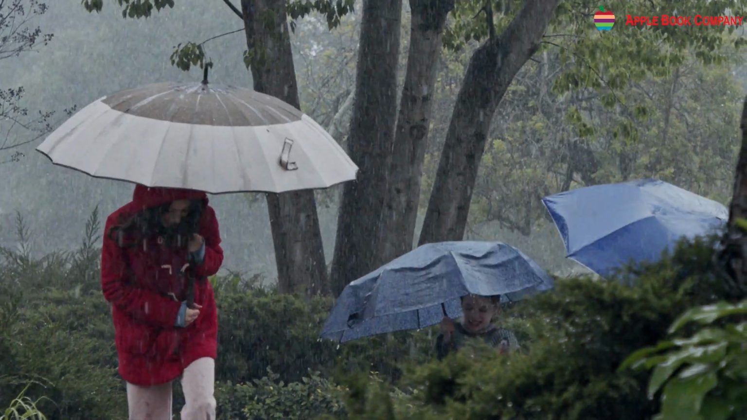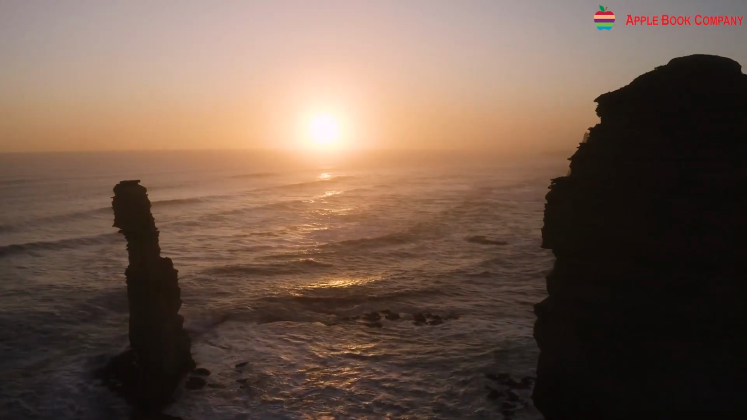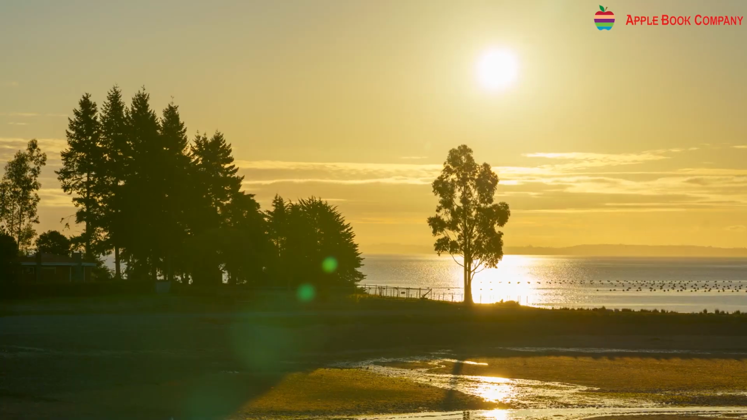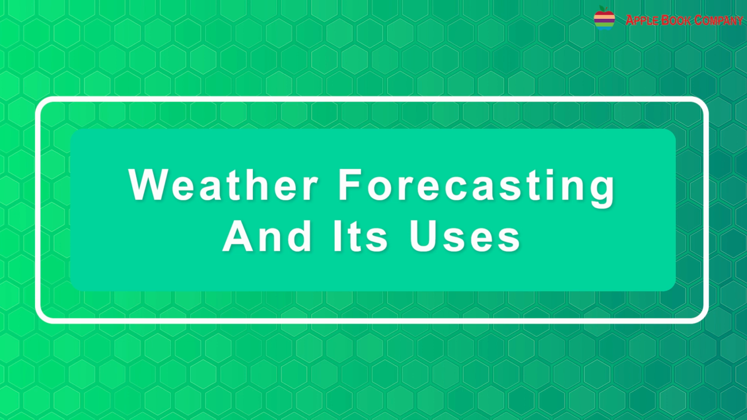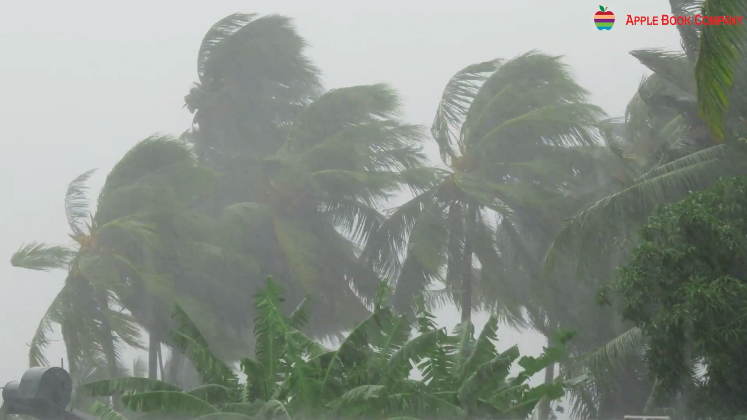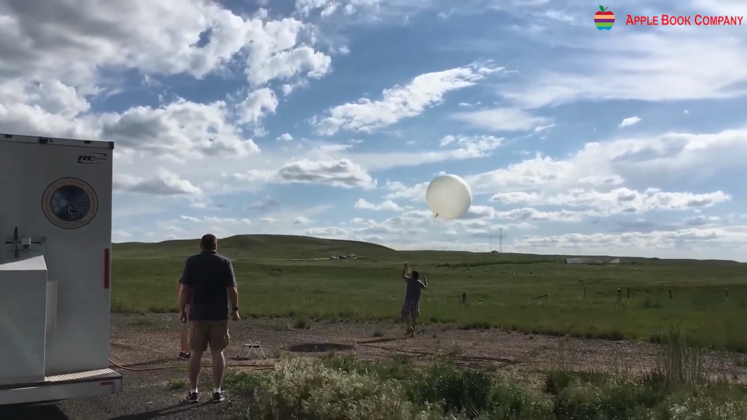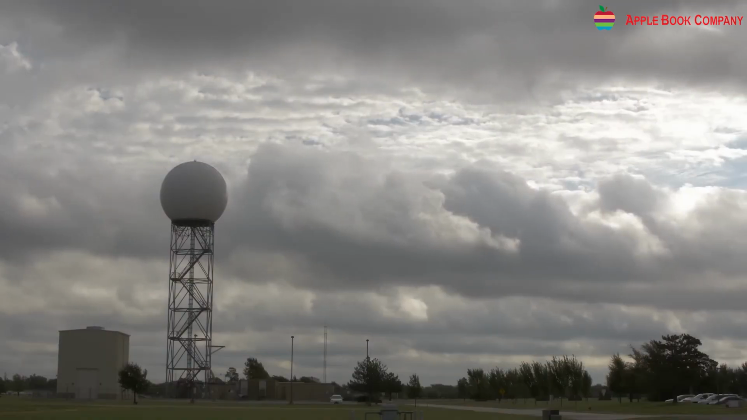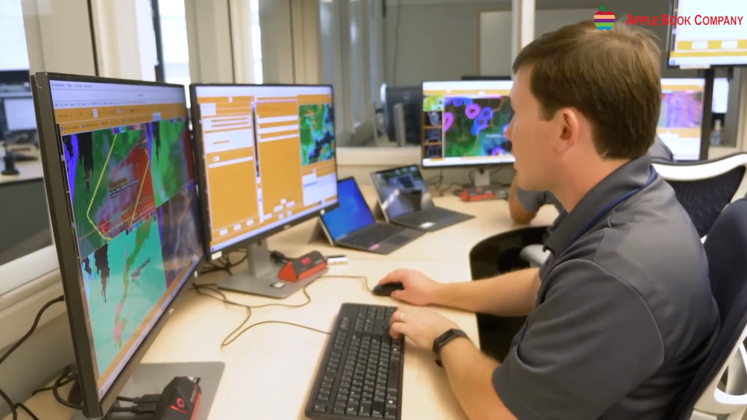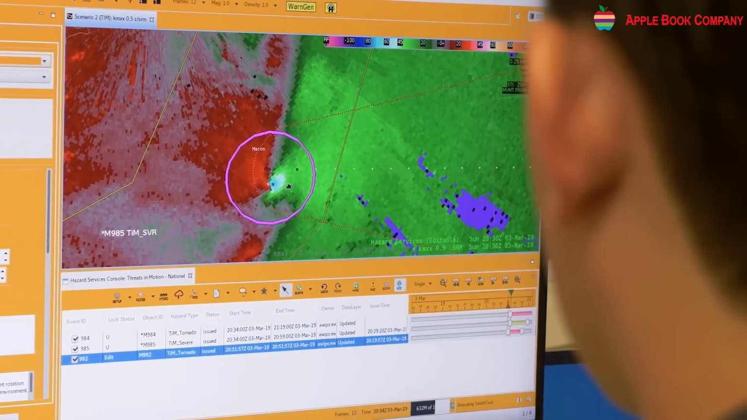Weather is the condition of the atmosphere of a particular place and at a particular time. Weather forecasting and its uses. Weather forecasting is a science in which the weather is predicted using various scientific tools. Weather is forecasted every day. People who do weather forecasting are called meteorologists.